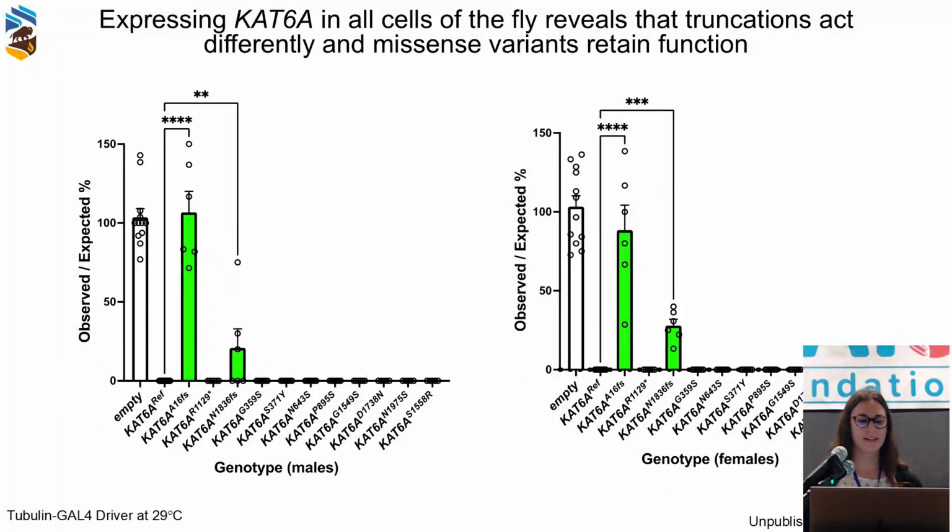And then this is the later truncation here. We see that only some of the flies are still living. So this could mean that it's a partial loss of function, so the gene is still functioning a little bit. And then what we see here, which was interesting and not as expected, is that all of our missense variants are still functional in our fruit fly model. So that's for KAT6A.